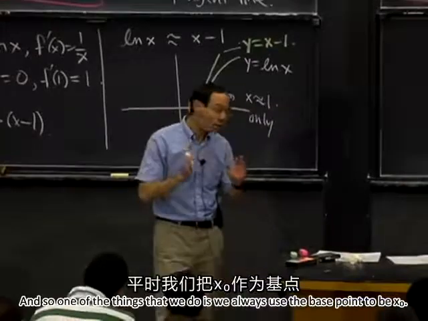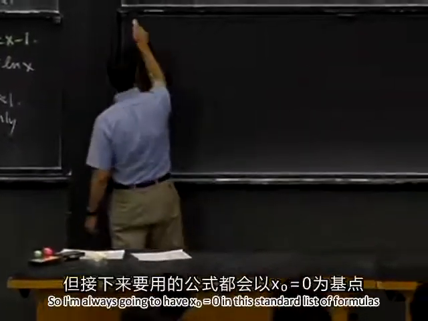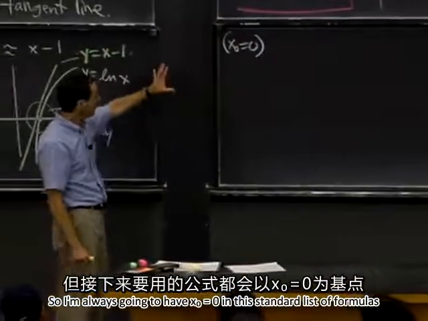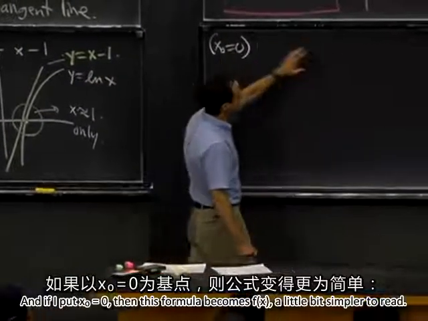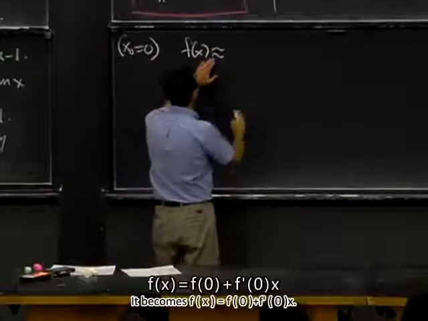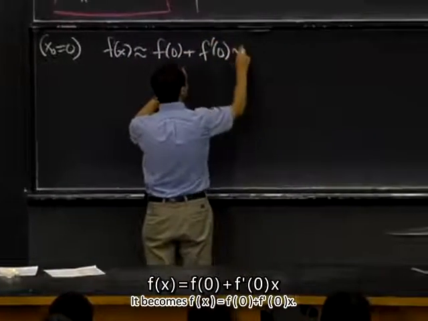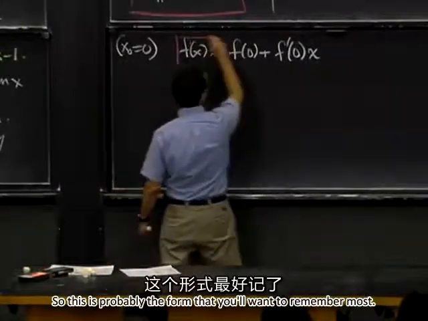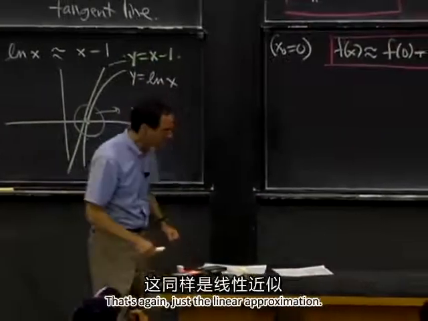And so one of the things that we do is we always use the base point to be x0. So I'm always going to have x0 equal to 0 in this standard list of formulas that I'm going to use. And if I put x0 equals 0, then this formula becomes a little bit simpler to read. It becomes f of x is approximately f of 0 plus f prime of 0 times x. All right? So this is probably the form that you'll want to remember most. That's, again, just a linear approximation.